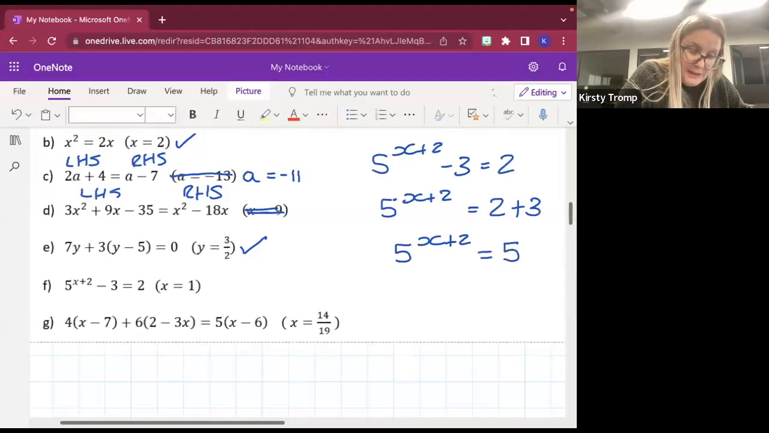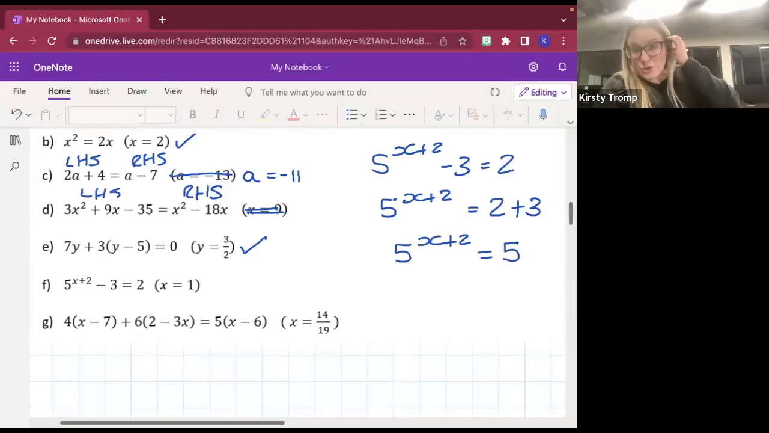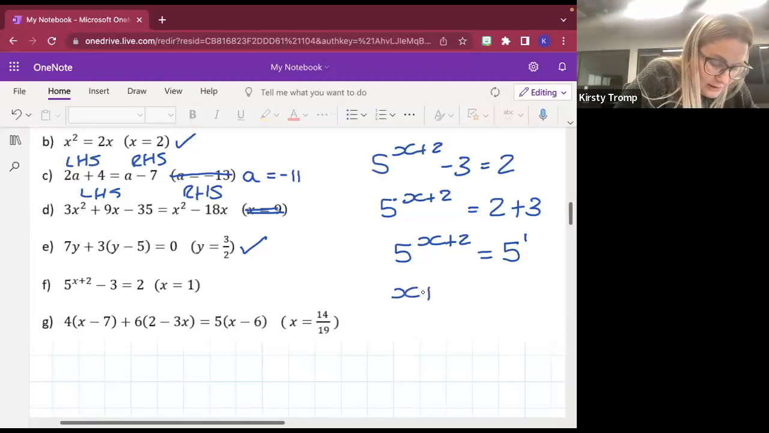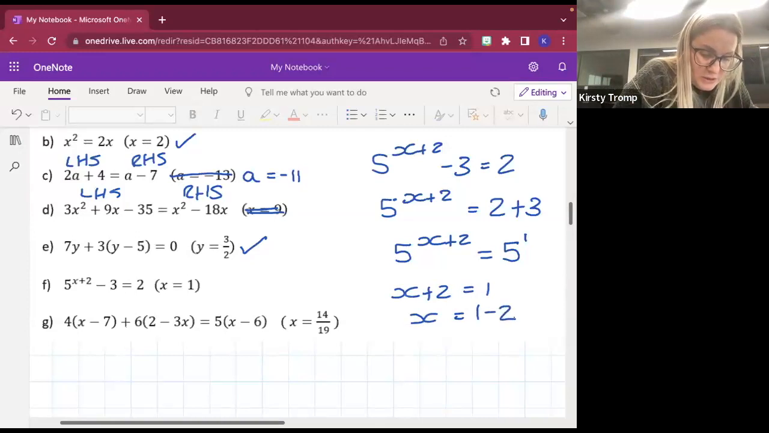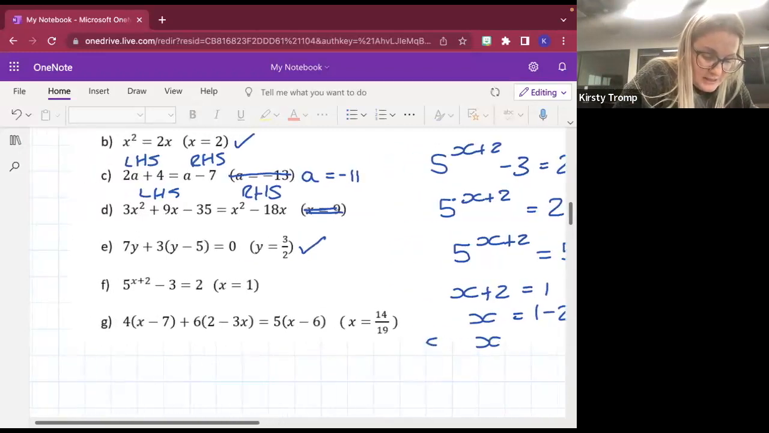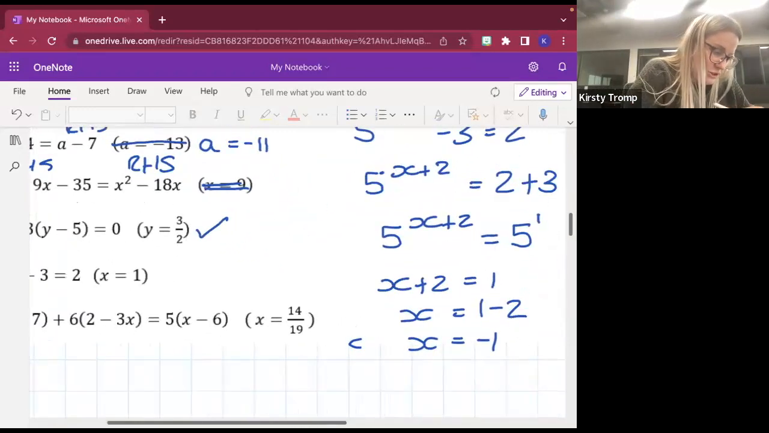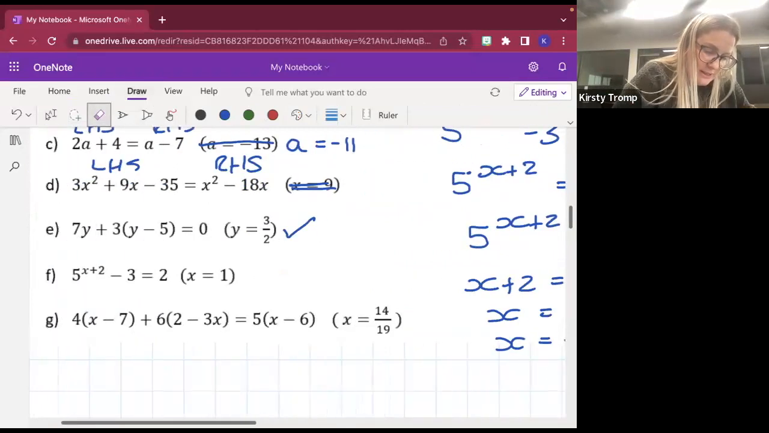What do we know that 5 is to the power of? If 5 is by himself, his exponent is 1. Now I have the same base, so I can drop the bases. I'm left with x plus 2 equals 1. I'm going to take the 2 to the other side: 1 minus 2, so x is going to equal negative 1. Apologies, our screen is doing a few weird things over here.